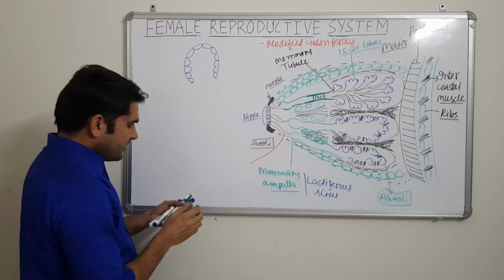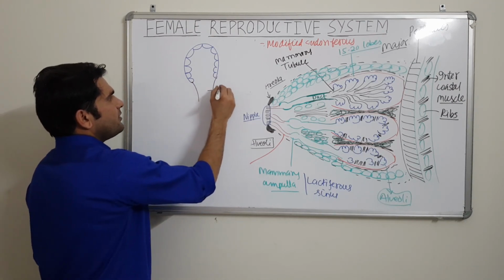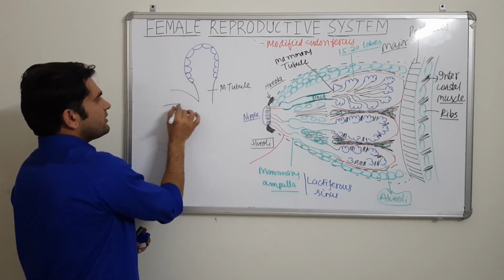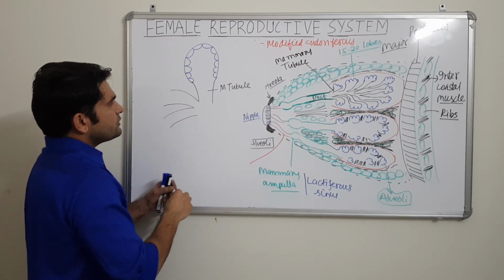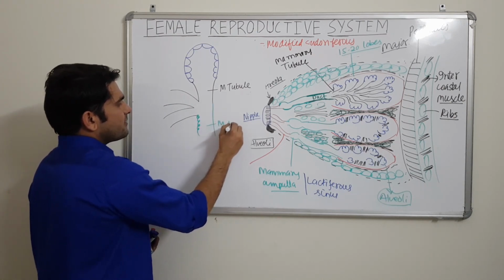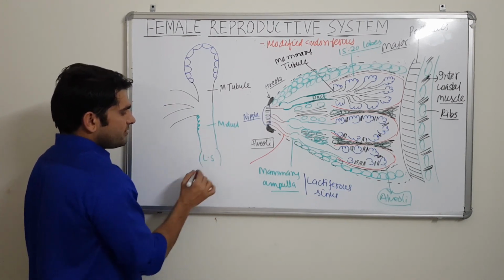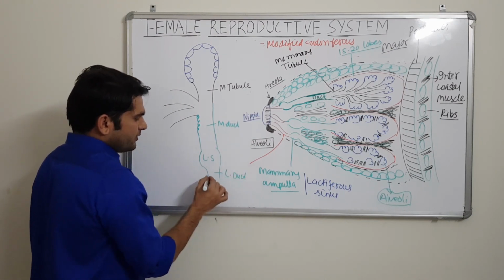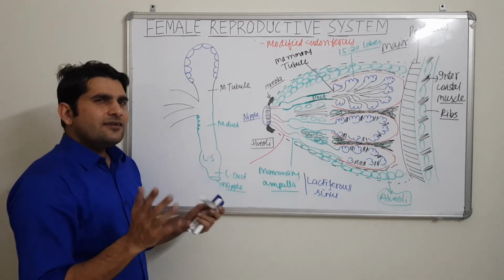From alveoli arises ducts, and which duct are these? Mammary tubule. This mammary tubule combines with the mammary tubule of other one and makes a common duct here. The common duct which is formed by the combination of mammary tubules, what do we call that? This duct is mammary duct, and this duct before opening outside dilates. What is the name? Lactiferous sinus, and this duct is lactiferous duct, and it opens outside in the nipple. Is that clear? It is as simple as it is.